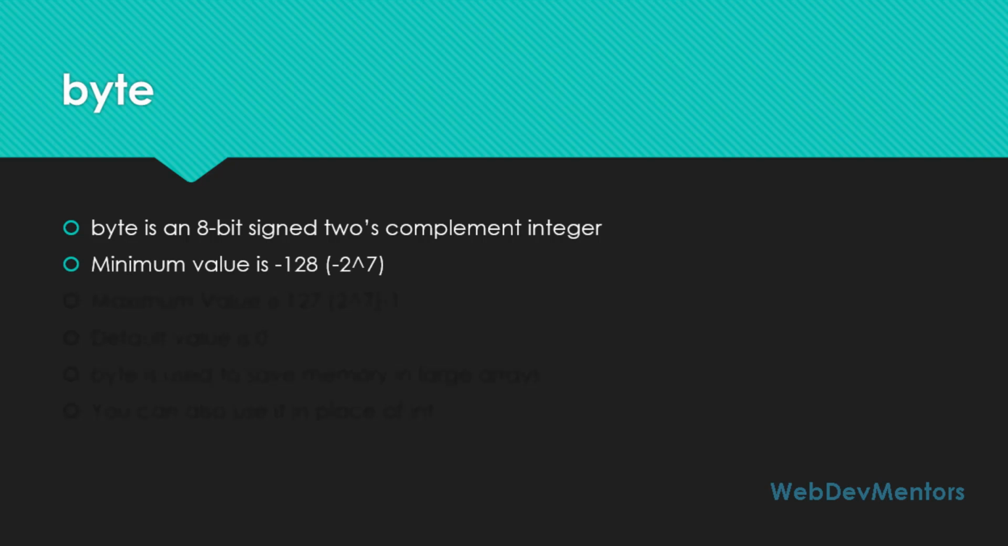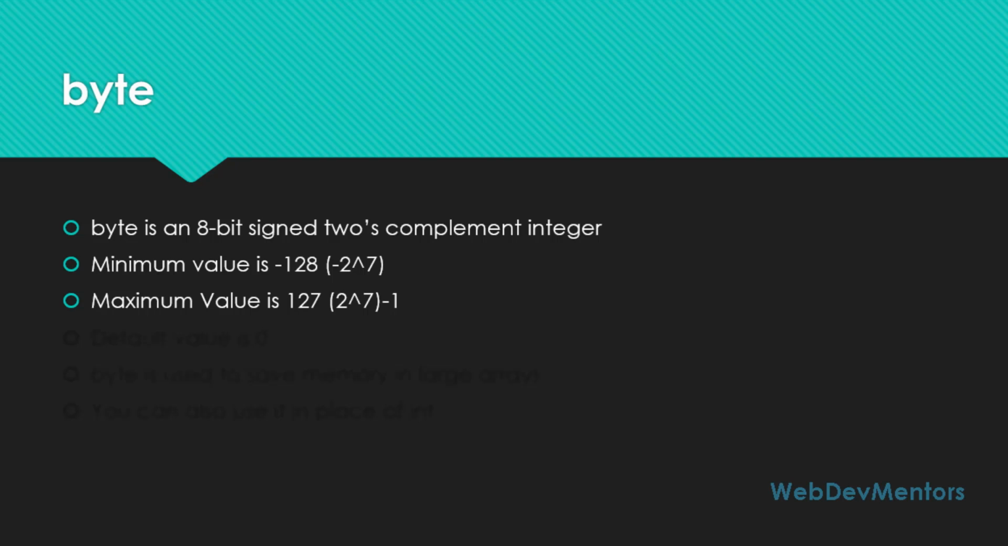So the minimum value it can store is minus 128, which is formed from minus 2 to the power of 7, and the maximum value it can store is 127, which is formed from 2 to the power of 7 minus 1. So the reason why we are using 7 as a power here is that byte has 8-bit memory. So when you are counting from 0 to 7, it gives you 8. So that is the reason why you're using 7 as the power for this.